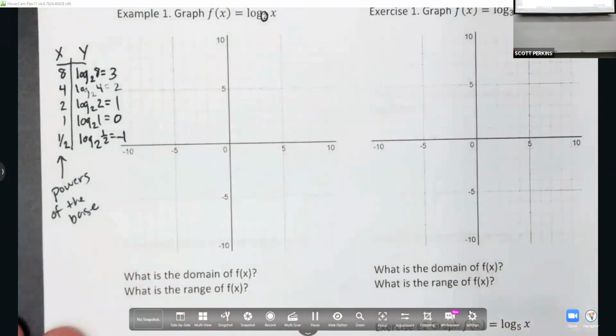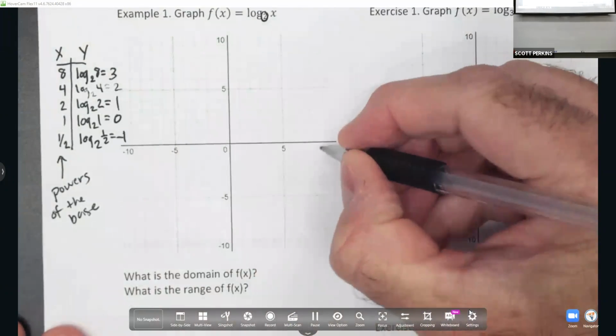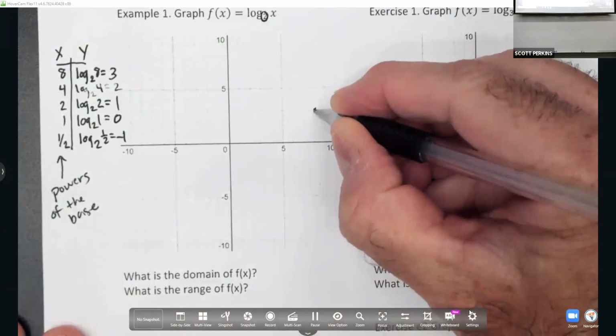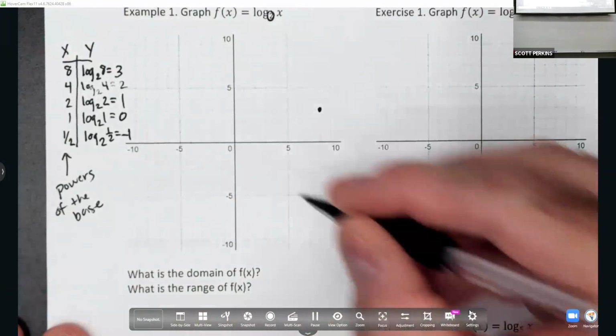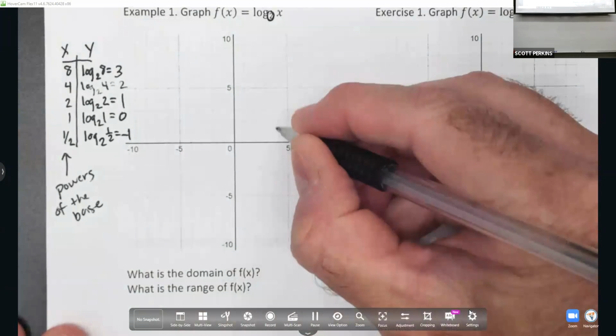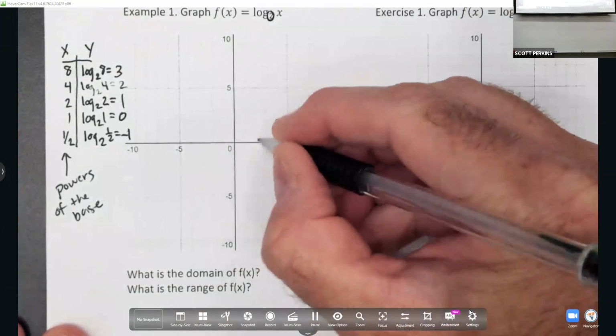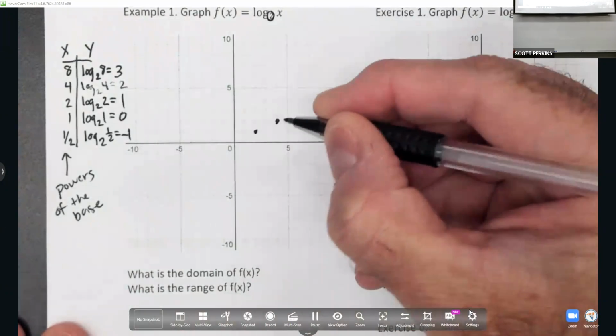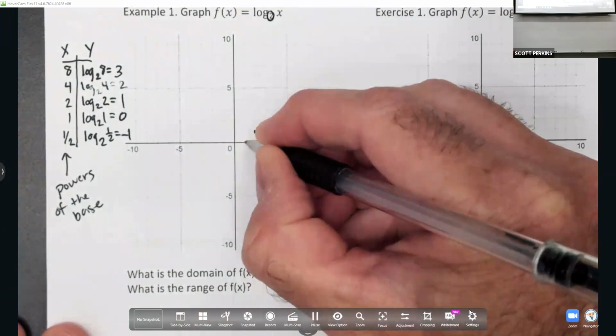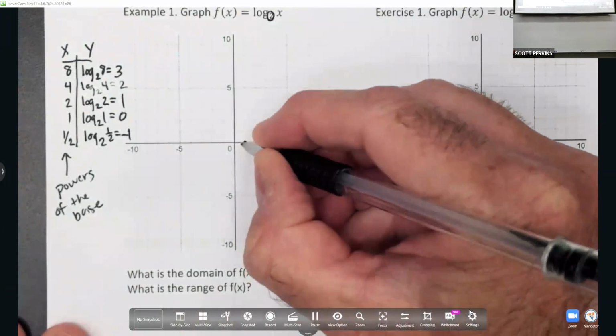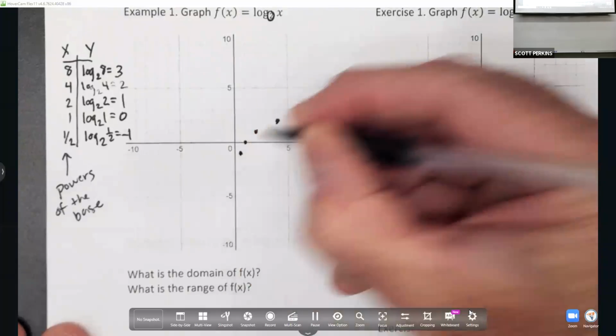So now I'm going to graph these points. The x value is 8, the y value is 3. The x value is 4, the y value is 2. The x value is 2, the y value is 1. The x value is 1, the y value is 0. Then the x value is 1/2, the y value is -1.